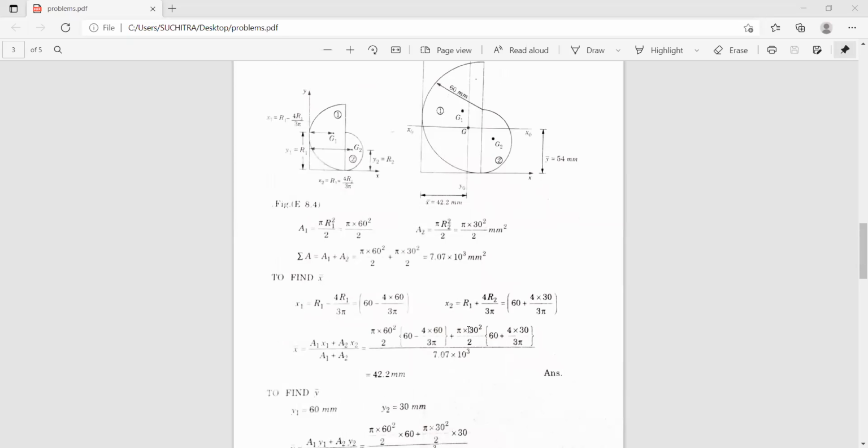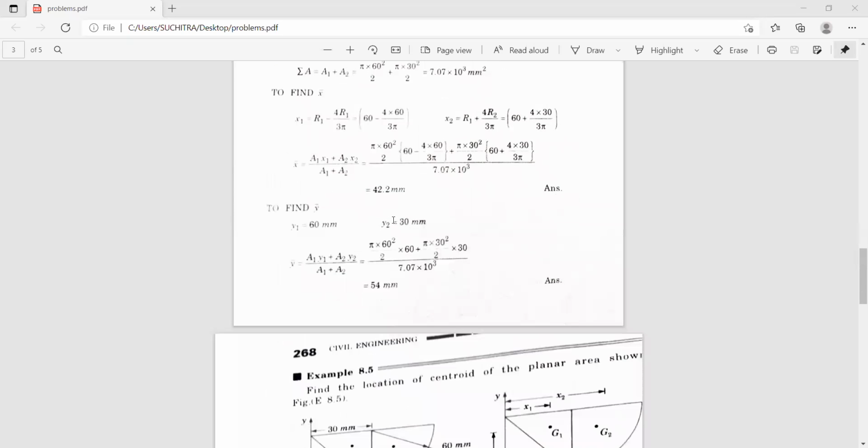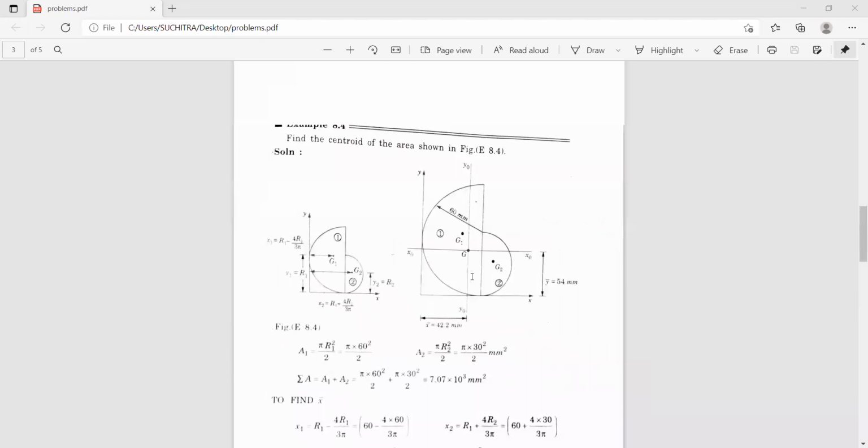So we know x1, x2, y1, y2, and also we know the equation: x bar is equal to a1 x1 plus a2 x2 divided by a1 plus a2. So x bar works out to be 42.2 millimeters and y bar works out to be 54 millimeters. Again we shall discuss this problem in the next class.